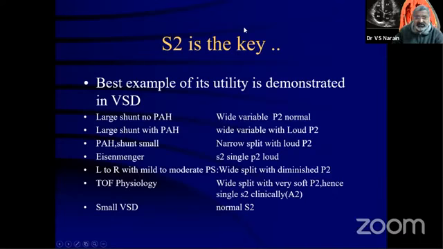The second sound is the key to auscultation, and the best example of its utility is in ventricular septal defects. If you have a large VSD with a large shunt, no pulmonary arterial hypertension, the second sound is widely split, with normal variation, and P2 is also normal. If you have a big shunt and hyperdynamic pulmonary arterial hypertension, you have a wide, still variable splitting of the second heart sound, but now the P2 will become loud.